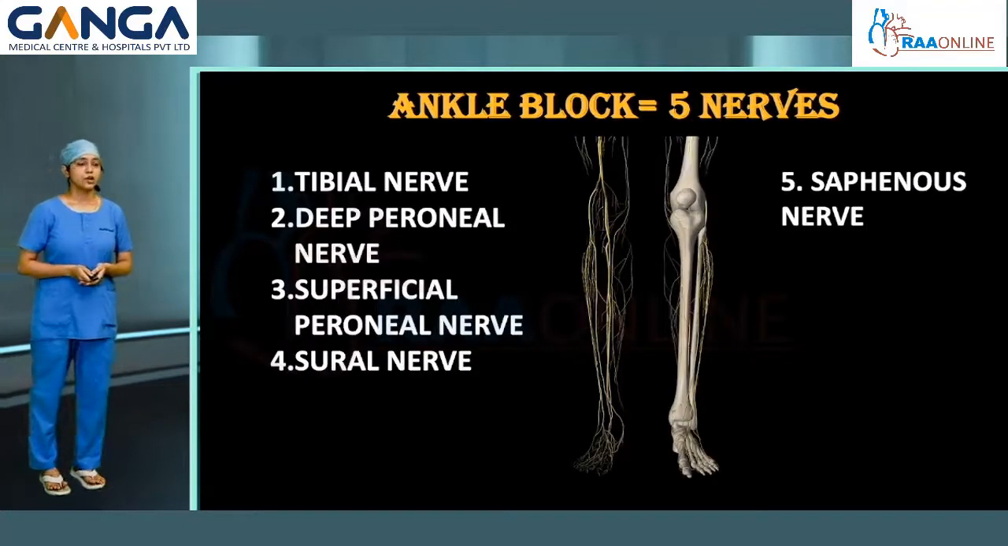Now, ankle block is not the block of a single nerve. It comprises blocking 5 different nerves. Of these nerves, one nerve, that is the saphenous nerve, belongs to the lumbar plexus. It is a continuation of the posterior division of the femoral nerve. The other 4 nerves, namely tibial nerve, deep peroneal nerve, superficial peroneal nerve, and sural nerve, originate from the sacral plexus, and they are divisions of the tibial nerve and common peroneal nerve.